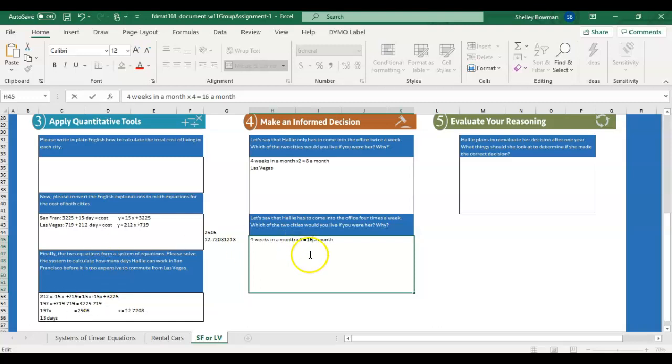And so at this point, if she has to go in that many times, we're going to go ahead and say San Francisco, because that's when it ends up being more cost effective to pay the larger rent and the less amount of travel. All right, so that gets us through a lot of 3 and 4. You can go ahead and talk more about in 4 why those numbers work out to be as such.